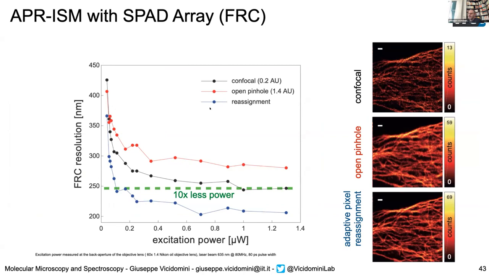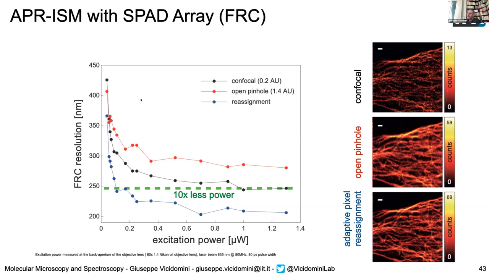Here, I plot the resolution in terms of Fourier ring correlation analysis. That is a particular way, based on the Fourier transform of the image, to extract a value for the resolution of your images. These are the resolution as a function of the excitation power that you apply to your sample. As I told you, it's very important that when you are performing live-cell imaging, you cannot really crank up the intensity of your laser as much as you like.